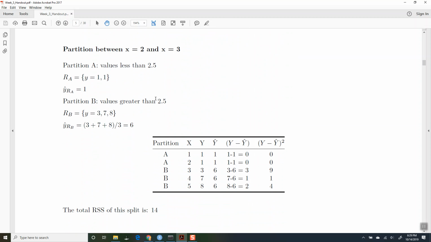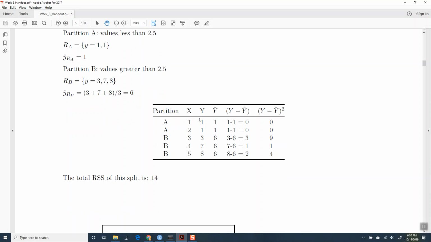Okay, all right. I do the next split. Here, partition A is going to be all the values less than 2.5, and partition B is going to be all the values greater than 2.5. When I look at my data, for the values less than 2.5, both of the values there are 1. For the first observation y is 1, the second observation y is 1, and so therefore my y hat is going to be 1. It's the average of those. And I have no residual, and my residual squared is also 0 for both of those observations.